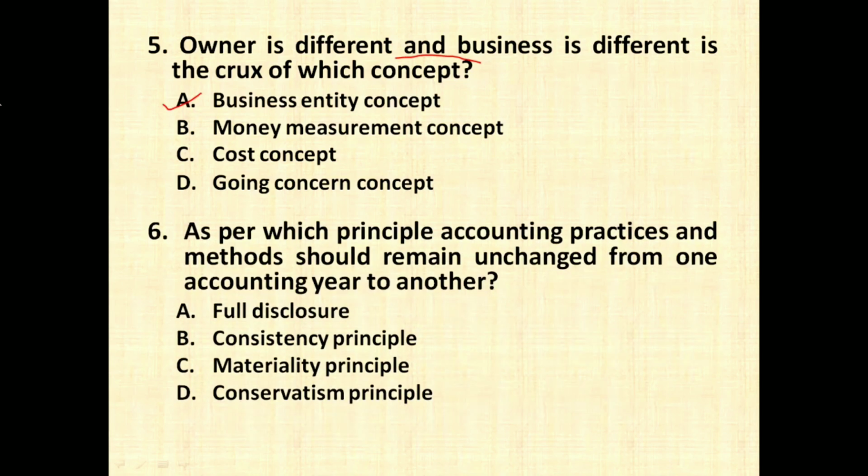The next question is, as per which principle accounting practices and methods should remain unchanged from one accounting year to another? So usually what we do is we do not change our accounting practices year by year. For example, in case of depreciation, whatever method we are using for depreciation in the first year, we go on continuing the same method of depreciation. For example, if you are using straight line method, then every year you are going to use the same method, or if you are using diminishing balance method, you are going to use the same method.